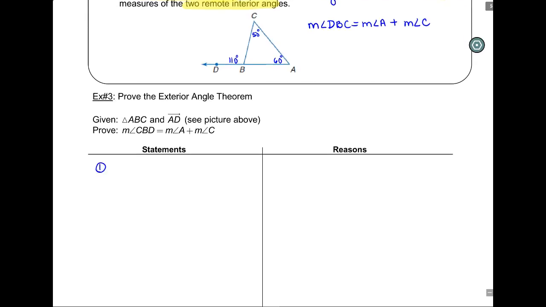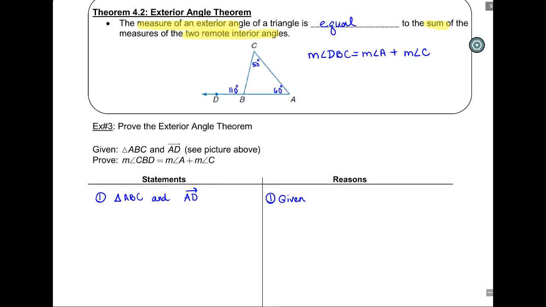So we are given that we have a triangle ABC, and there's a ray AD that is extending from that one side. So we're supposed to refer to the picture above. So we'll look at this diagram. And what we want to do is prove the measure of angle CBD is equal to the measure of angle A plus the measure of angle C.